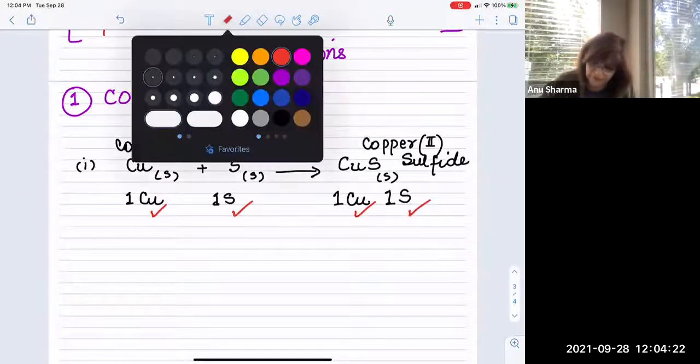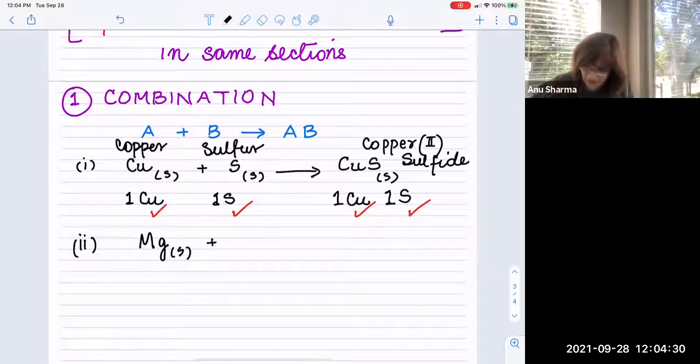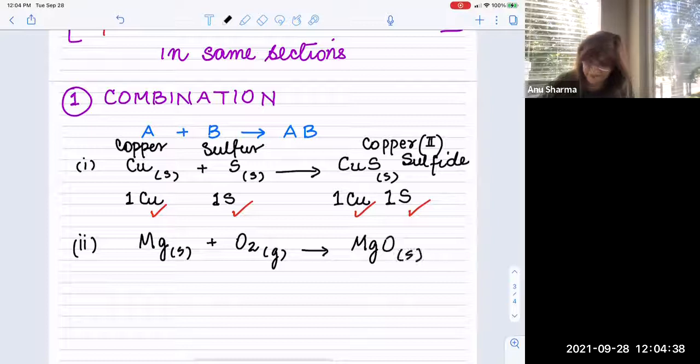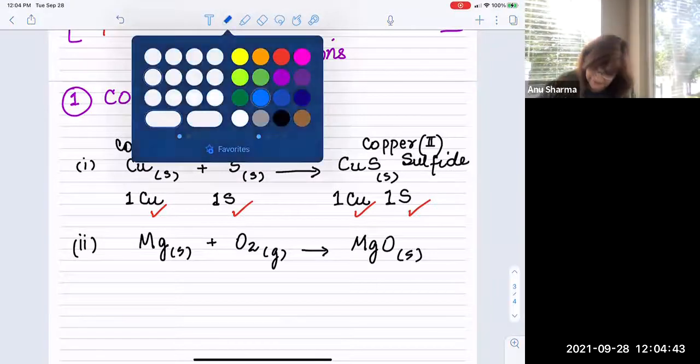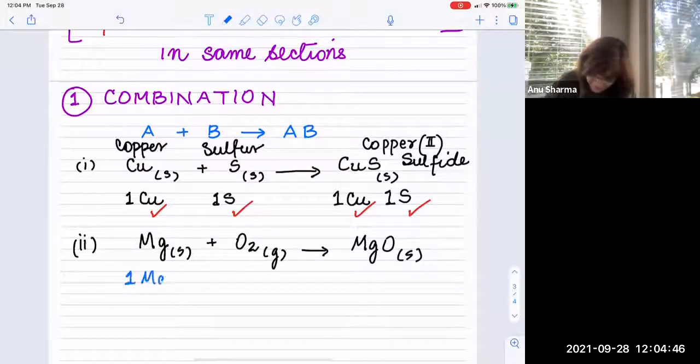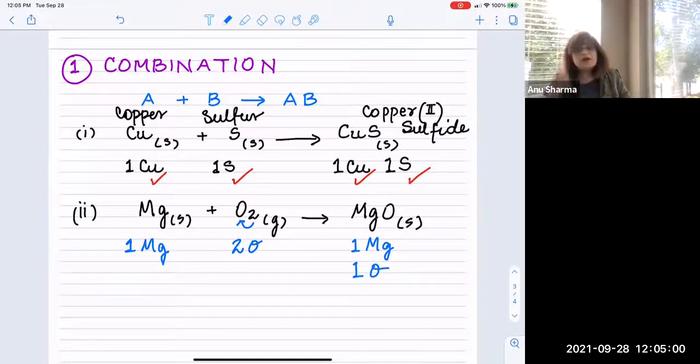Okay, now let's look at another example. You have magnesium as a solid reacting with oxygen as a gas, and it gives you magnesium oxide as a solid. Now here you see there is one atom of magnesium, and remember, this 2 applies to oxygen, so there are 2 atoms of oxygen. And there is one atom of magnesium here and one atom of oxygen here.